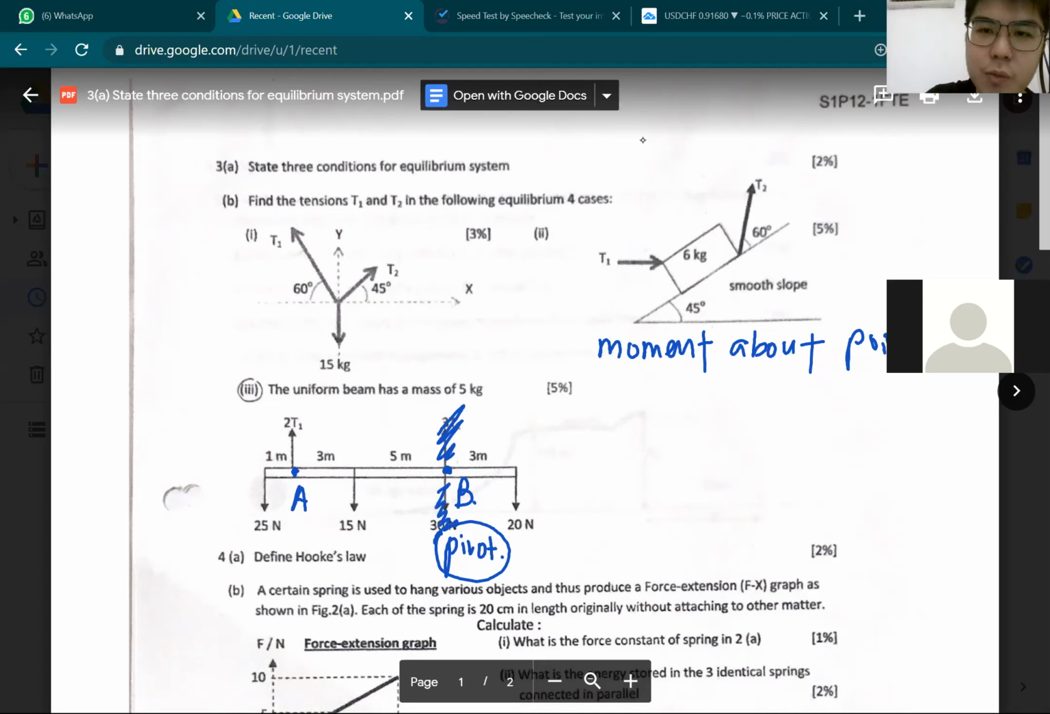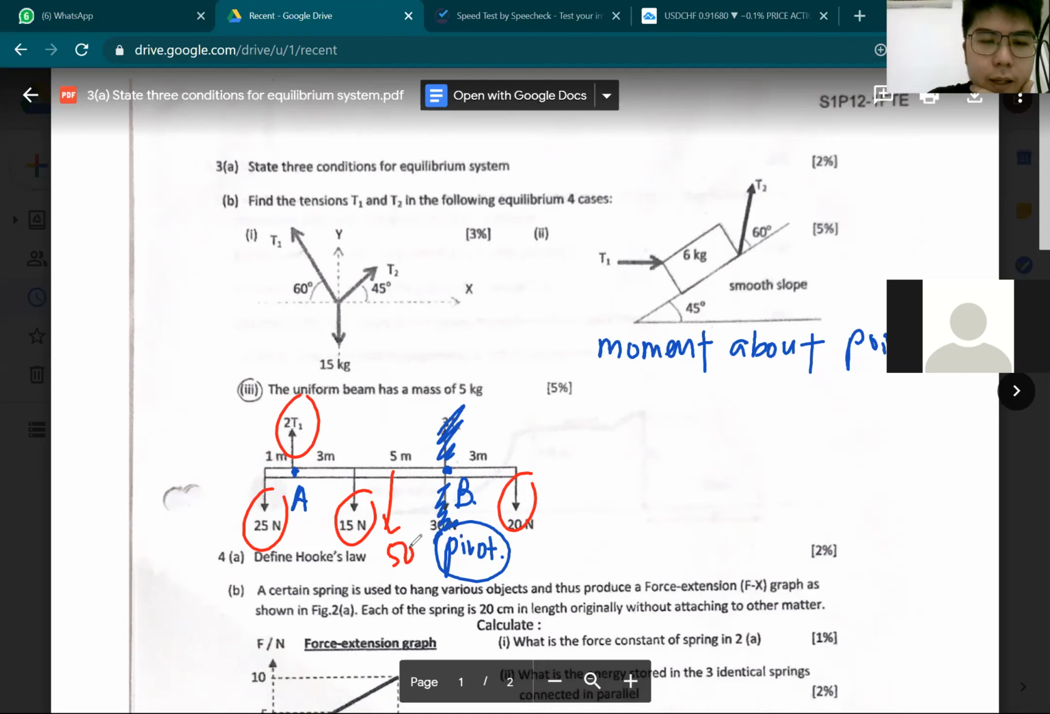Okay, so how many forces do we have? We have this one, 20, 15, 2T1, and 25, plus the weight, 50, right? So you have 5 forces. Now you have to identify all the forces, which one is creating the MA, and which one is creating the MC.